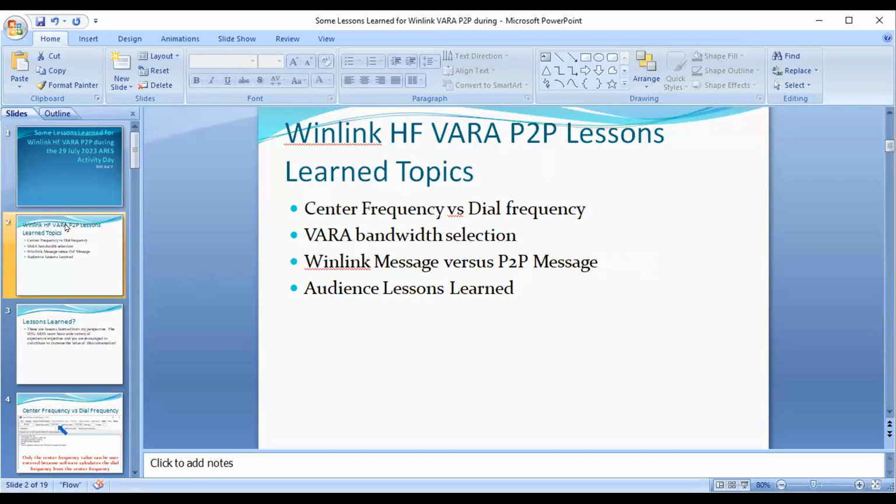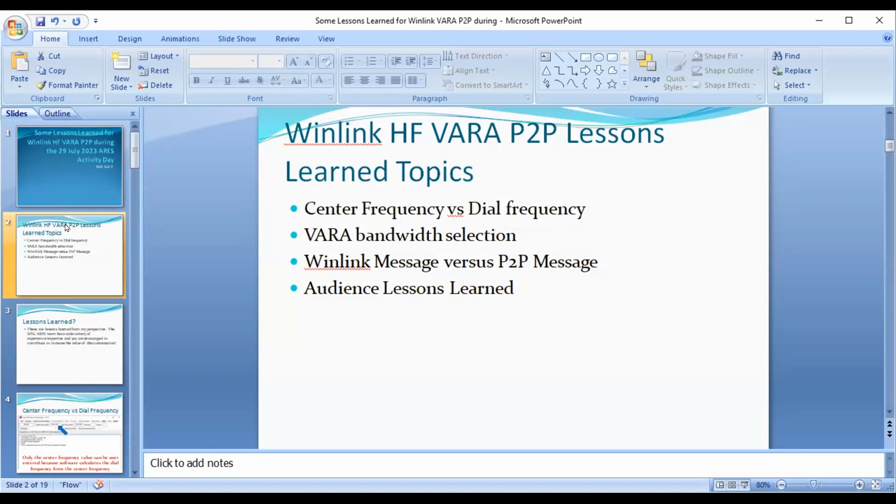So some things we'll talk about during this presentation is what is the center frequency versus dial frequency in the Winlink Express application window. We'll get into some history on that and the idea of training that, because there's a bit of difficulty when some people are using dial frequencies and other people are using center frequencies, and unless you get on the same sheet of music, you don't establish a communications link.